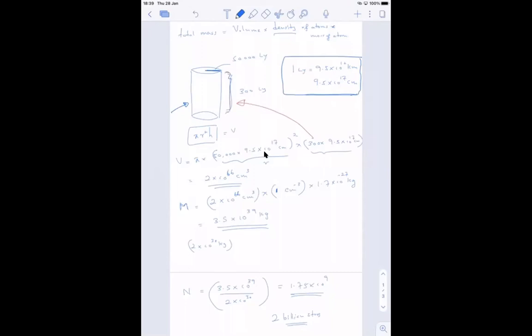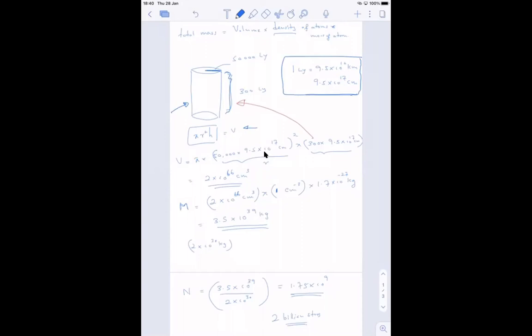And then I can use this information to calculate the volume of the cylinder, which is this equation, that is pi r squared h. I have converted everything into centimeters here, just to make the calculation easy. And the volume of this cylinder, or in this particular case, the volume of our own galaxy, is 2 times 10 to the power 66 cubic centimeters.